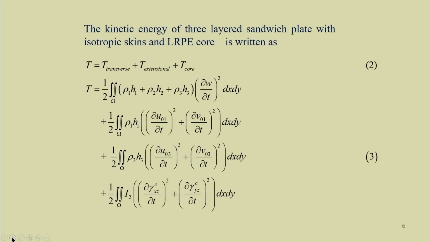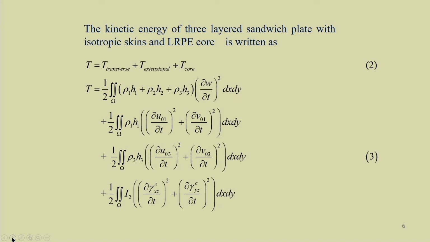As we have 3 layers, the kinetic energy can be written as the kinetic energy of the top layer, the bottom layer, and the core part also. As we have taken the displacement in the x, y and z directions, the kinetic energy can be written this way: half, rho 1 h 1, rho 2 h 2, rho 3 h 3 into del w by del t whole square dx dy. Actually, this is mass, so the kinetic energy can be written in the form of half m v square.